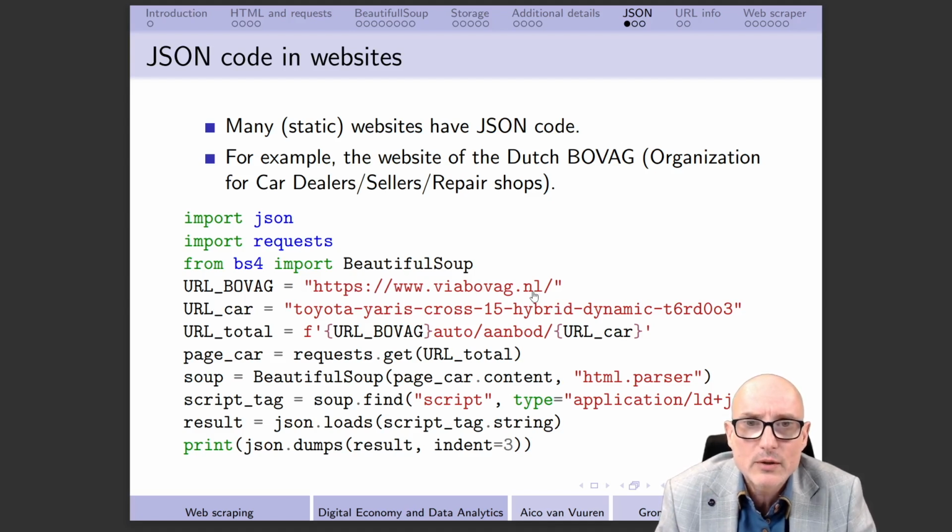However, at this stage we are not that much interested in the full website of BOVAG, but instead we would like to look at cars, because this, of course, is an organization of car dealers, sellers, and repair shops. And even though there is also a lot of information about them on their website, one of the nice things with respect to this BOVAG website is that it has actually a lot of cars that are at a particular moment for sale by these car dealers, sellers, and repair shops.